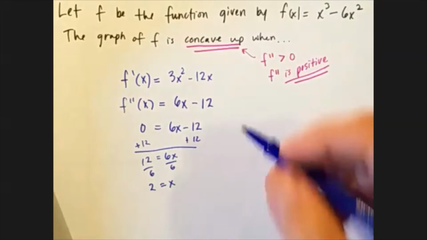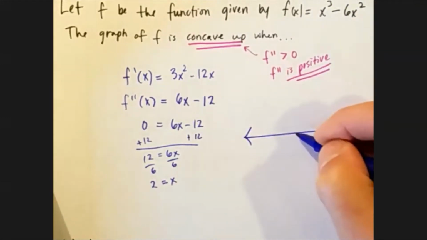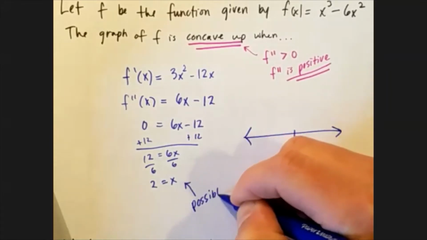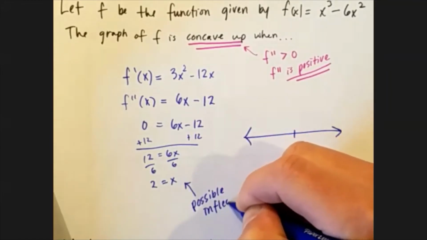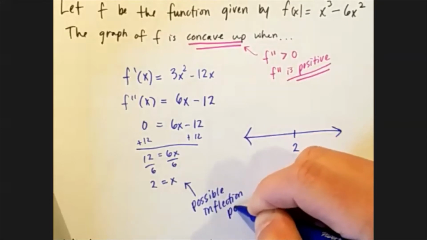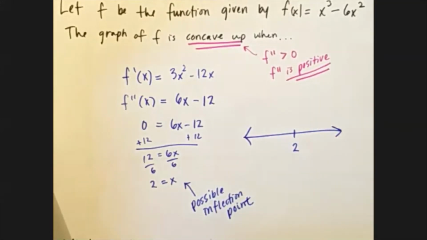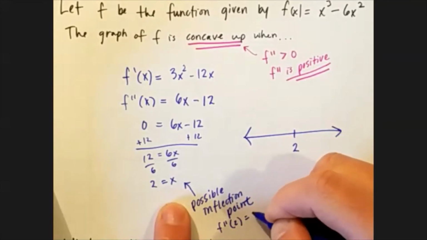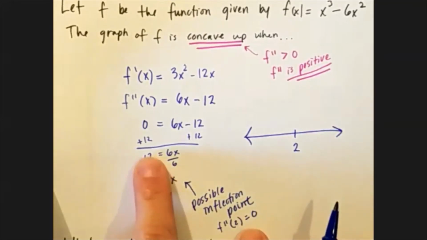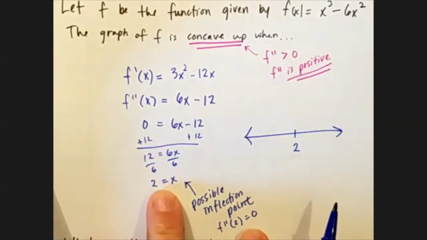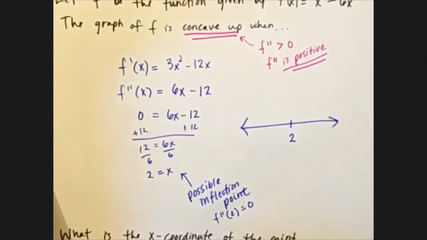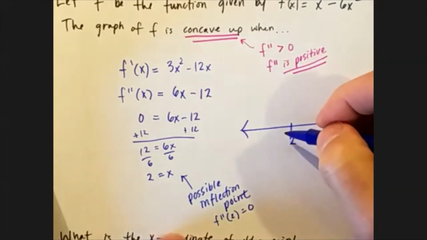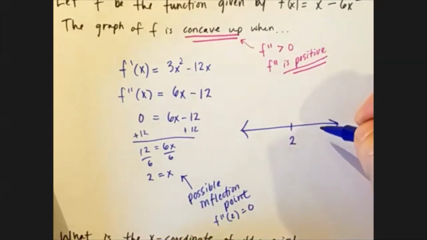Now, the unfortunate thing is this is not our answer. This is just a possible inflection point because the second derivative is equal to 0, right? We know that f double prime of 2 equals 0 because we just set that second derivative equal to 0 and worked backwards to solve it. But we can actually figure out to the left of 2 and to the right of 2, is it positive or negative?